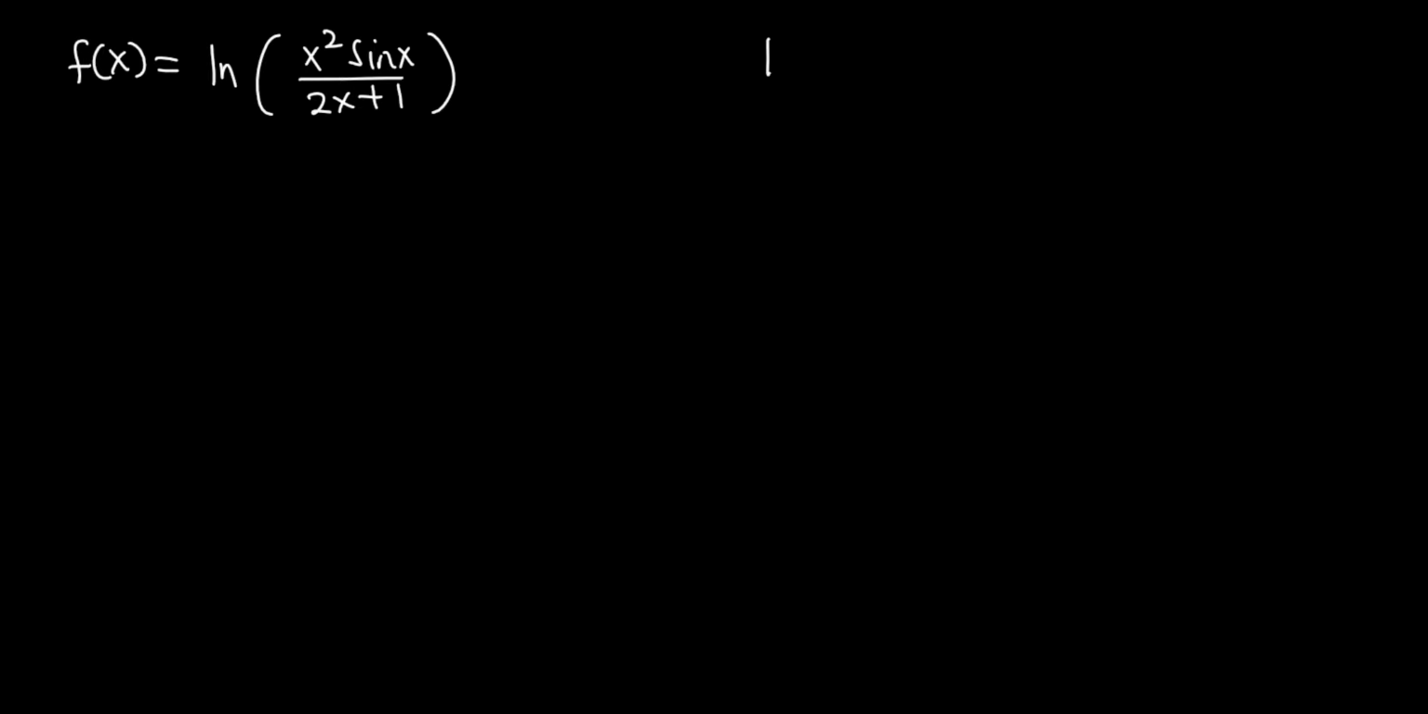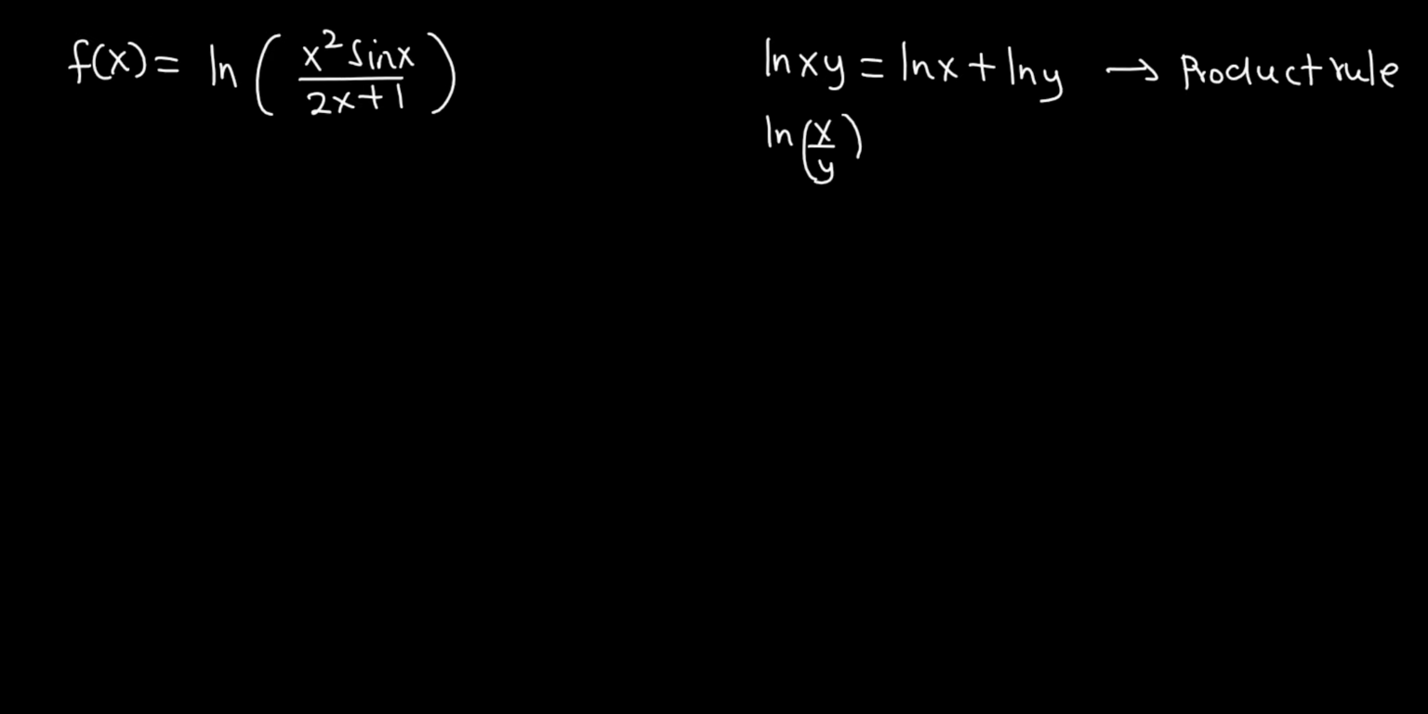If I have the natural log of xy, this is the same as the natural log of x plus the natural log of y. Let's take note of this. We call this the product rule of natural log. And then if you have the natural log of x over y, this will be the same as the natural log of x minus the natural log of y. This is known as the quotient rule.